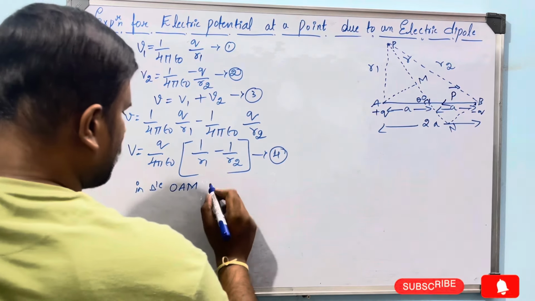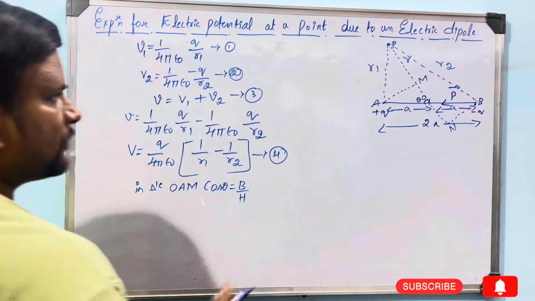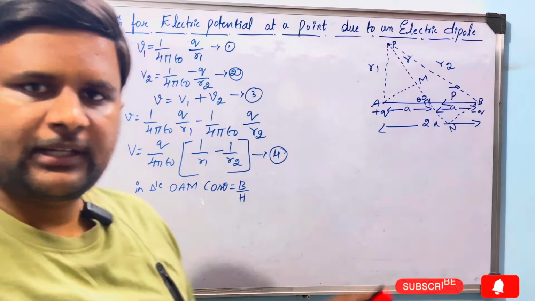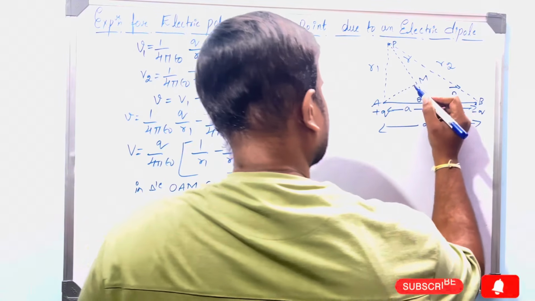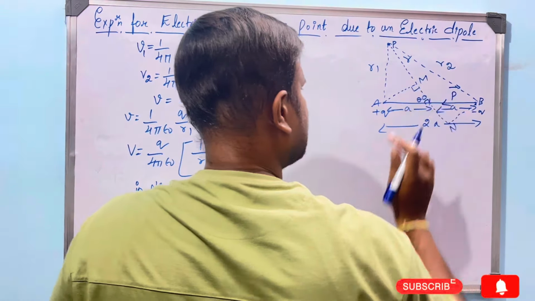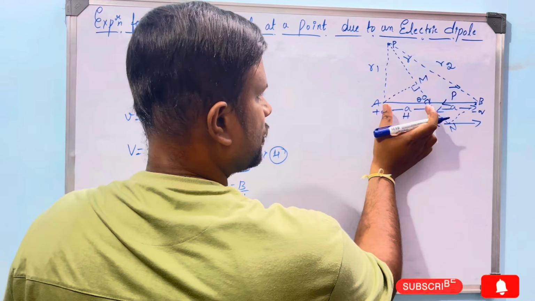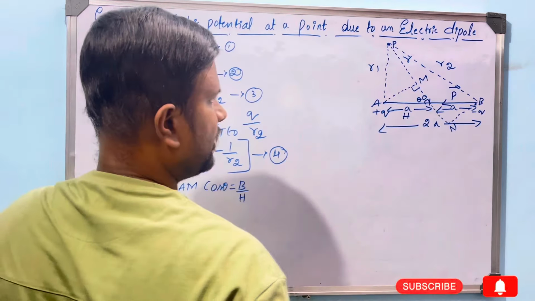Apply cos theta. What is the cos theta formula? Base divided by hypotenuse. Which one is the base here? Here you need to observe carefully. Opposite to theta we get the perpendicular. Opposite to the perpendicular we get the hypotenuse. This one is the hypotenuse, don't think of it as the base. The remaining side becomes the base. So now this one is the base and this one is the hypotenuse.